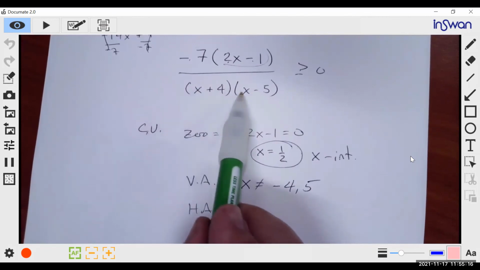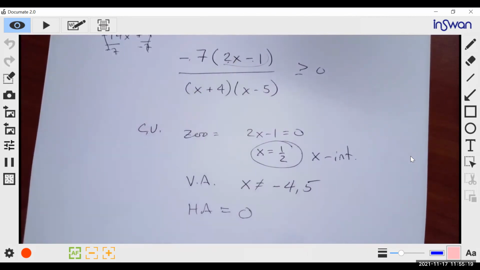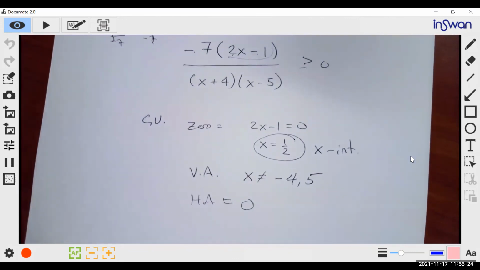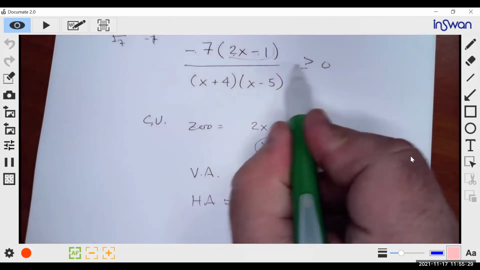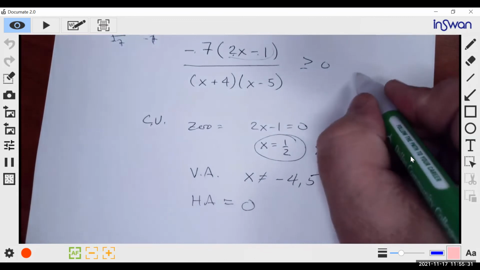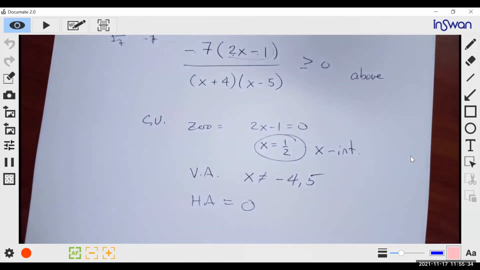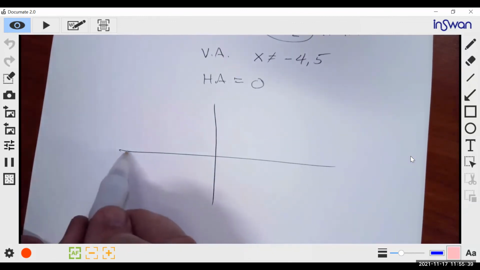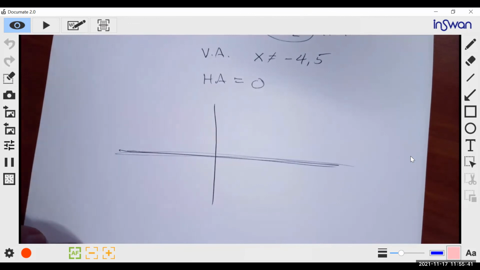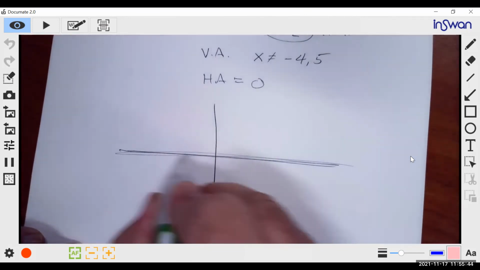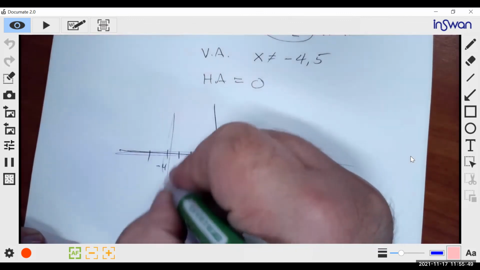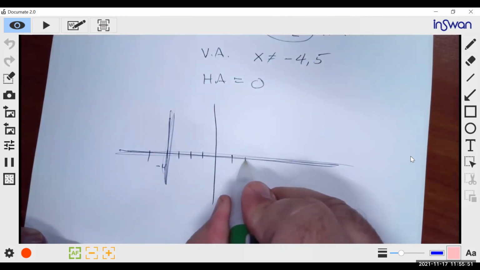Yep, because there's more X's. It's X squared on the bottom, X on top. Do we want above or below the x-axis? Yeah, since this is greater than 0, I want above. So let's sketch the graph. The horizontal asymptote is the x-axis. My vertical asymptotes are at -4 and 5.